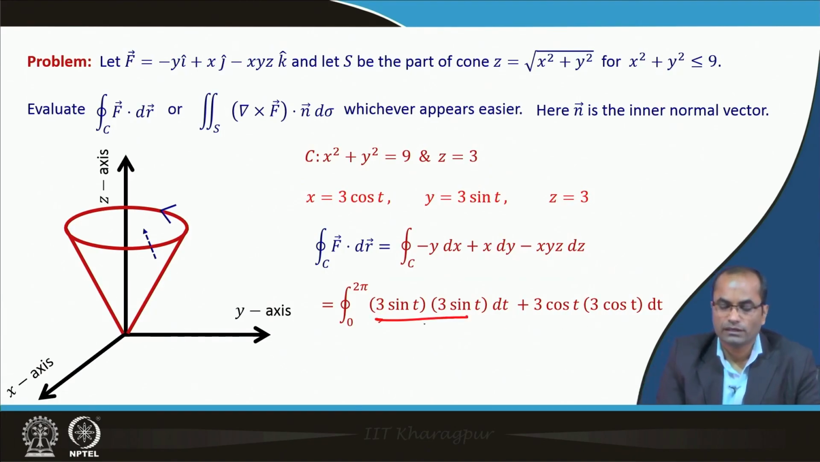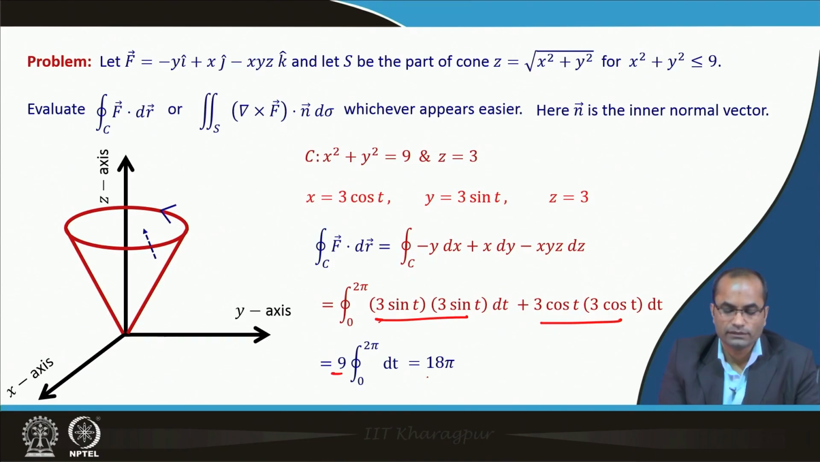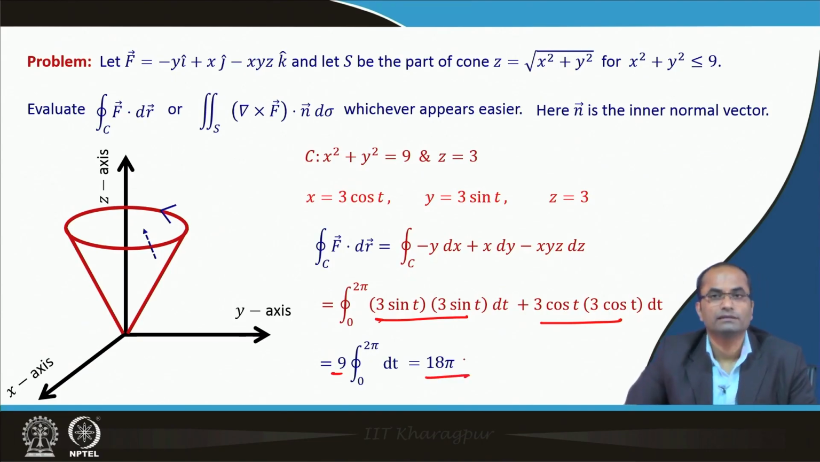So, having this, we can now simplify. We have 9 sin square and 9 cos square. So, basically 9 times the integral from 0 to 2 pi of dt. That is just the 2 pi there. So, 9 into 2 pi, so we have 18 pi as the answer.